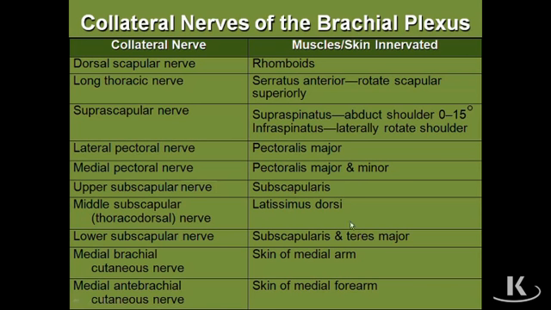So if we look at this chart that lists the collateral nerves, all of those collateral nerves that are innervating muscles, the one thing we see that they all have in common is that the muscles that they're innervating are the very proximal muscles of the upper limb, muscles around the shoulder or muscles that are forming the walls of the axilla. And that's about all we really need to say about those collateral nerves.